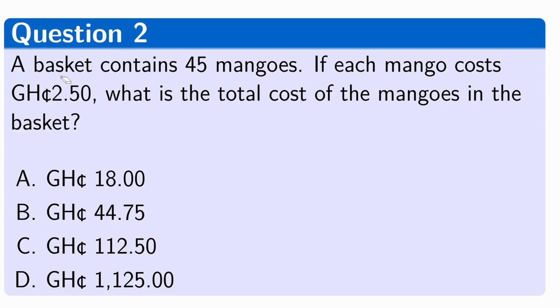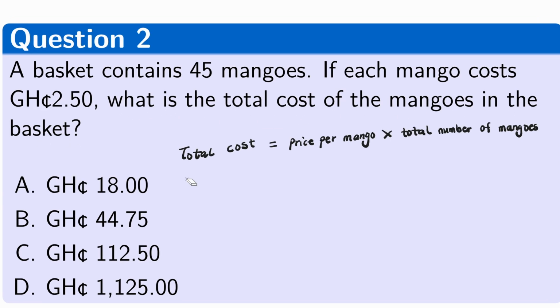Question 2. A basket contains 45 mangoes. If each mango costs 2.5 Ghana cedis, what is the total cost of the mangoes in the basket? Solution. The total cost of the mangoes in the basket will be given as the price per mango times the total number of mangoes in the basket.